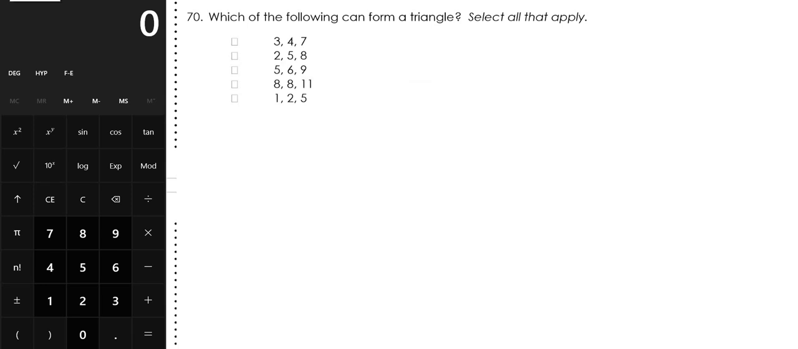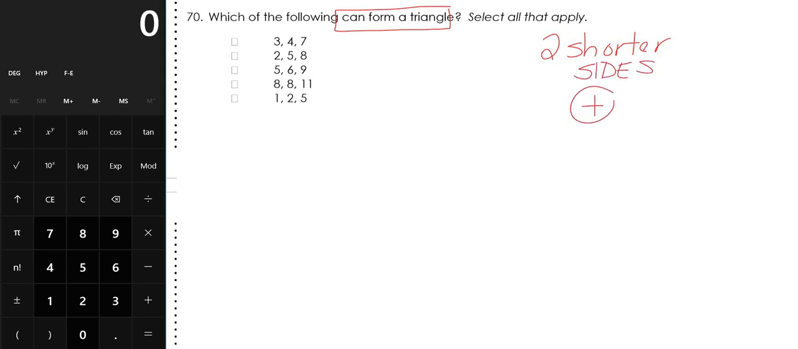Number 70. Which of the following can form a triangle? So you're looking at which side lengths can form a triangle. Select all that apply. Now the rule for side lengths that can and cannot form a triangle is this. If the two shorter sides added together is larger than your longest side, then yes, they can form a triangle.